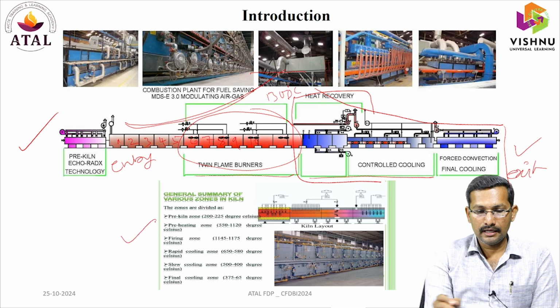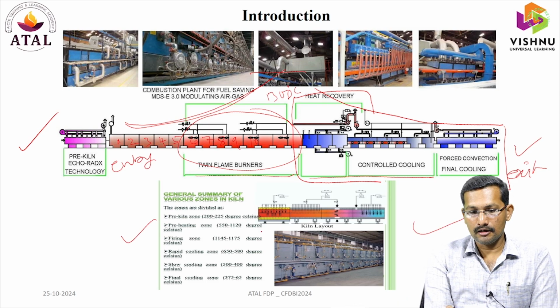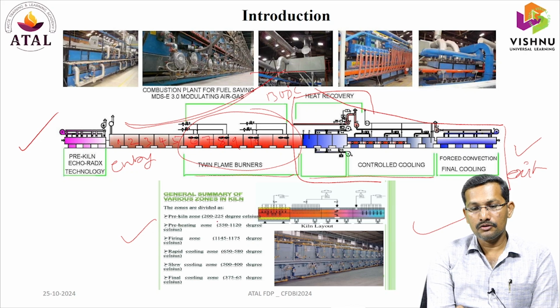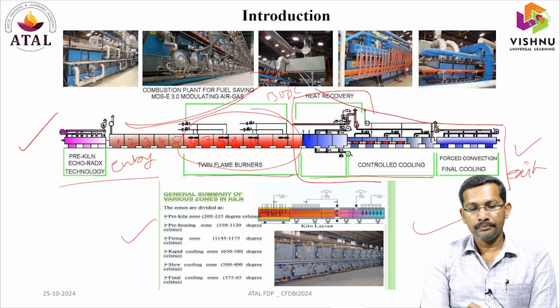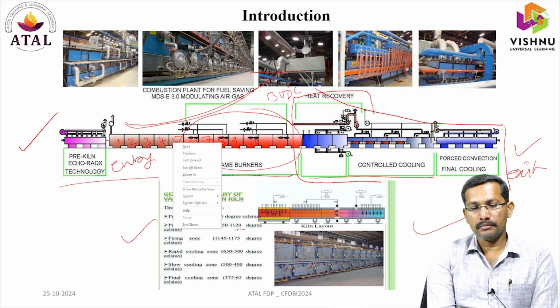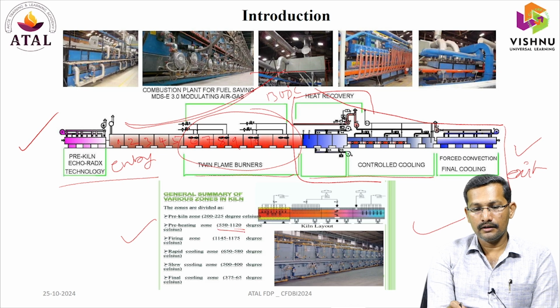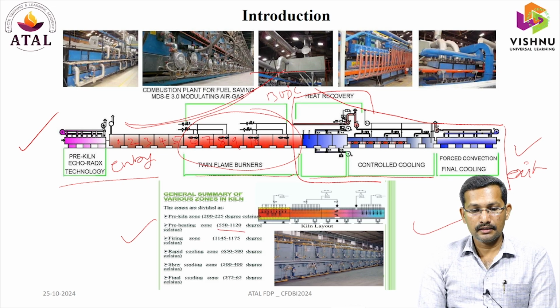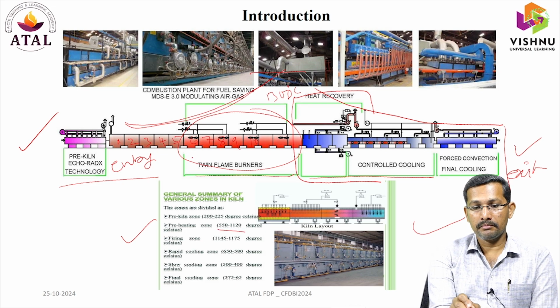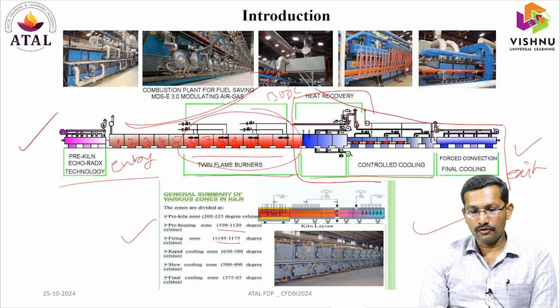Now here there is one table. In this table you can see that there are different zones. In the pre-kiln zone, the temperature is 200 to 225 degrees Celsius. Next is the preheating zone, where the temperature is 550 to 1120 degrees centigrade. Next is the firing zone. This is the main firing zone where the burners are. Here the temperature is 1445 to 1175 degrees Celsius.